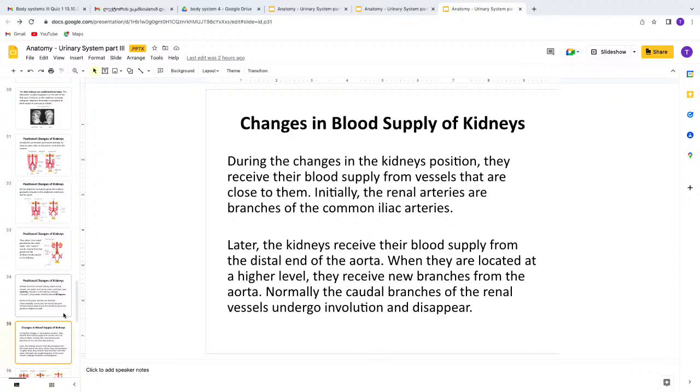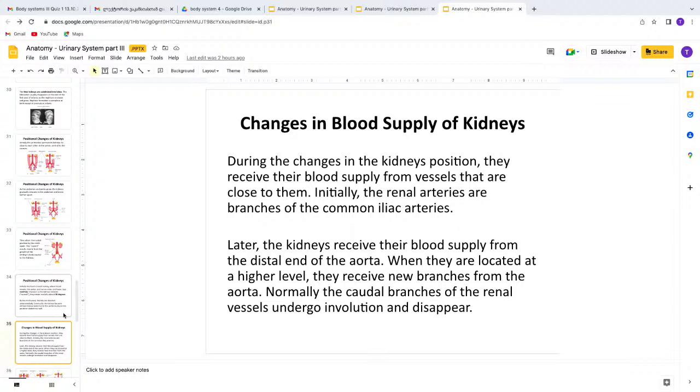So, talking about changes in the blood supply, we all know the normal blood supply of the kidneys. However, during the changes in kidney position, they receive their blood supply from vessels that are close to them. Initially, renal arteries are branches of the common iliac arteries. Later, kidneys receive their blood supply from the distal end of the aorta. When they are relocated to an even higher location, they receive new branches from the aorta.